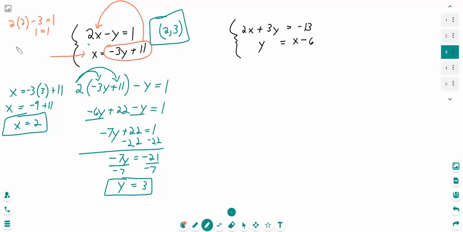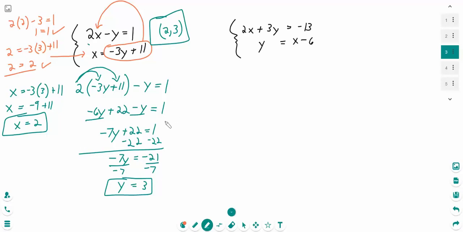The second equation would look like a 2 for the x equals a negative 3 times the 3 for the y plus 11. Now, does the left side equal the right side? So this side is a 2. We have a negative 3 times a positive 3, negative 9. Negative 9 plus 11 is a 2. So yes, it does. Both of these check out. So 2, 3 is a solution for both of these. Okay? Very good. So let's move on to the next one.